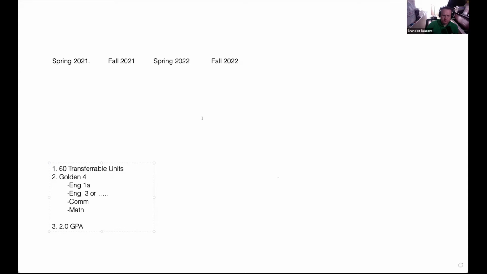Now, we are here. This is now. If you plan on starting somewhere else, fall 2022, you have to apply a year in advance by November 30th.